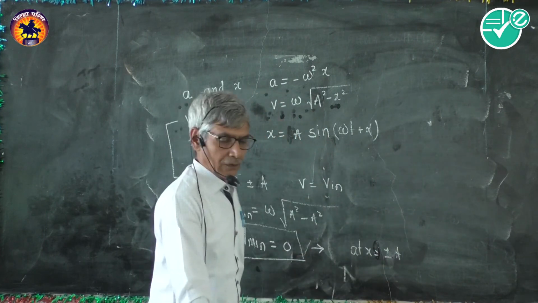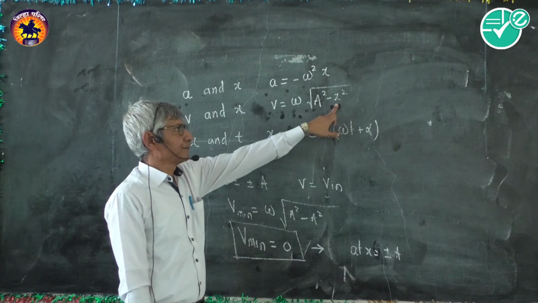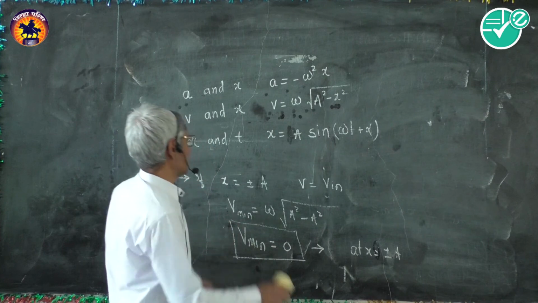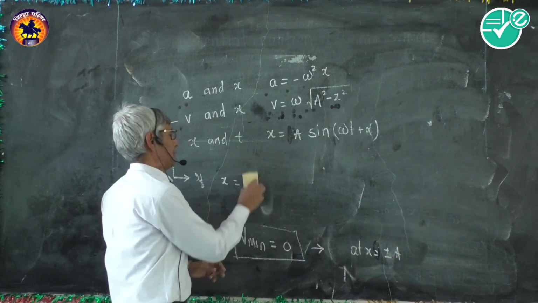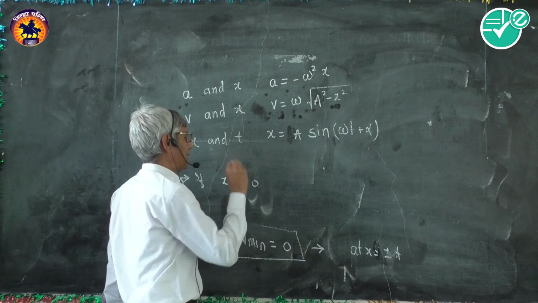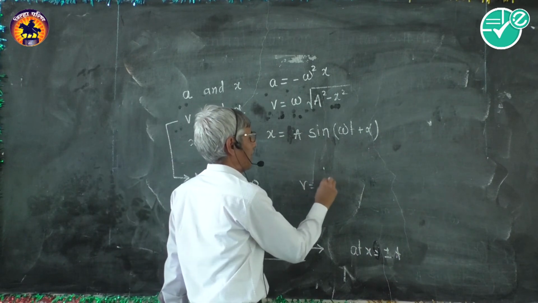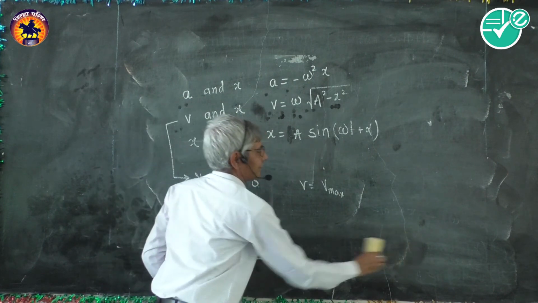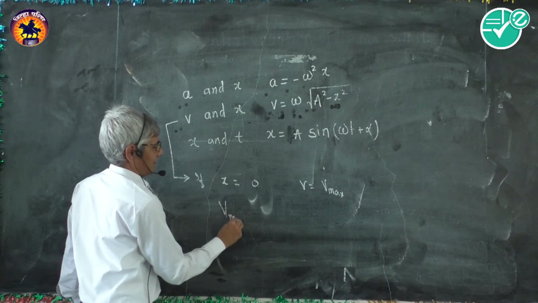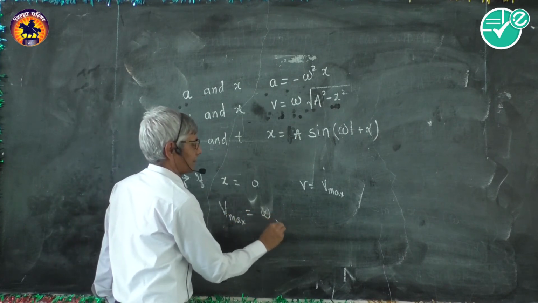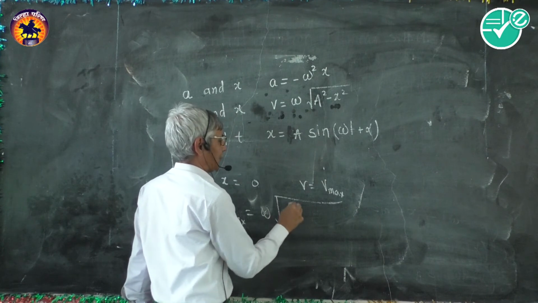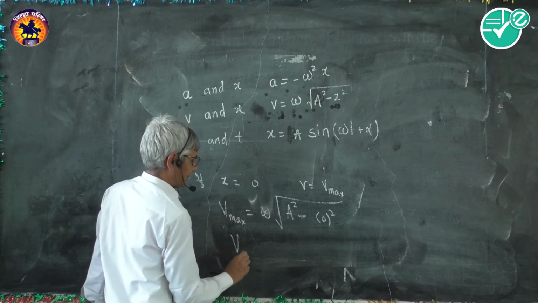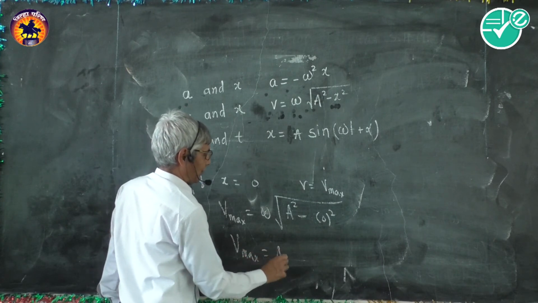Now, once again, if x is minimum, then the velocity will be maximum. So, when x is equal to minimum, that is 0, whenever the particle is at the mean position, v will be equal to v maximum. So, v maximum is equal to omega times the square root of A square minus 0 square. That is, v maximum is equal to A omega.